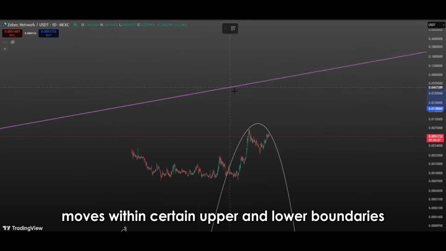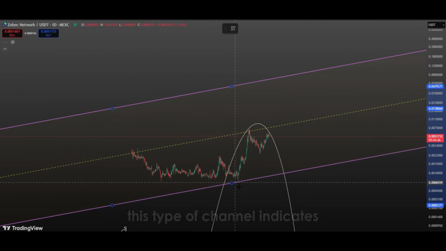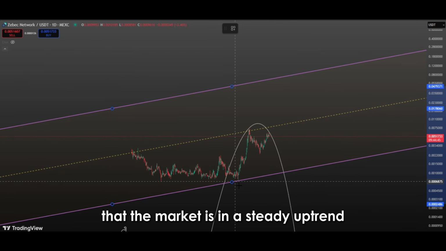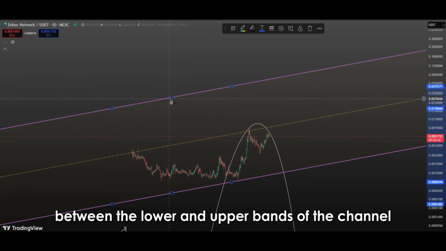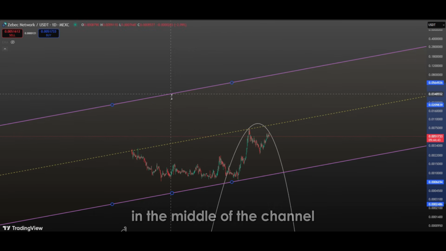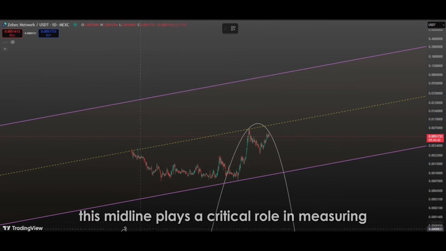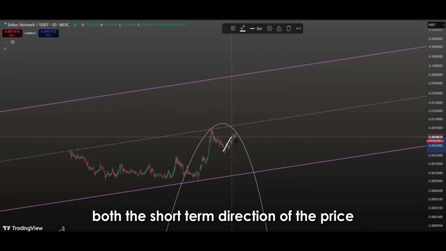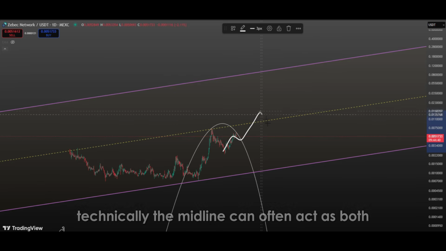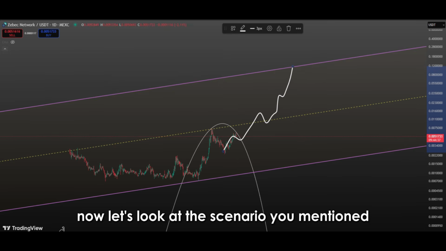the price moves within certain upper and lower boundaries in line with a specific trend. This type of channel indicates that the market is in a steady uptrend, and the price usually oscillates between the lower and upper bands of the channel. In the middle of the channel, there is often a midline or trend line. This midline plays a critical role in measuring both the short-term direction of the price and the strength of the trend. Technically, the midline can often act as both support and resistance. Now, let's look at the scenario you mentioned.